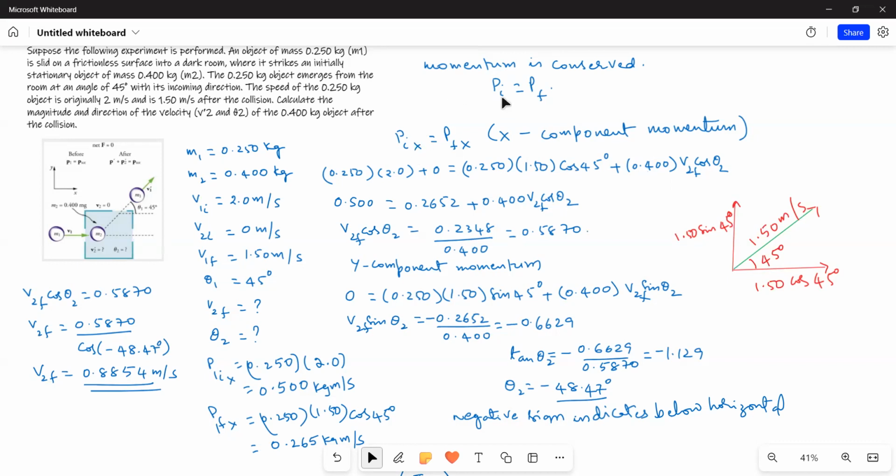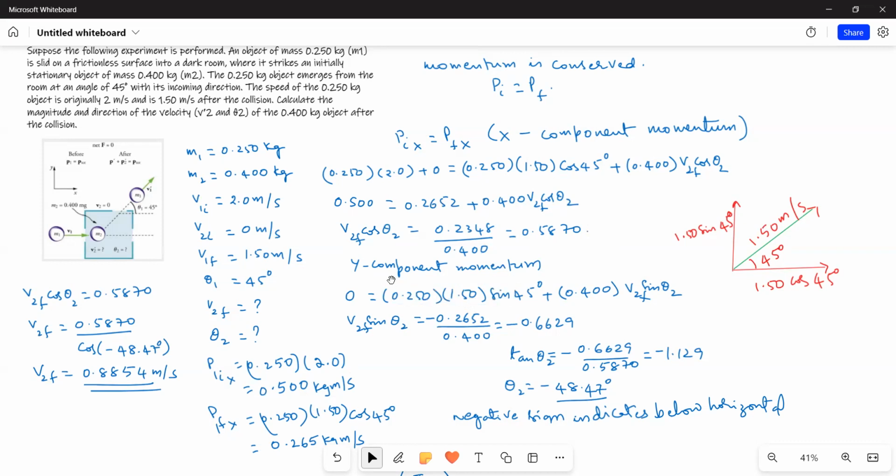Now we will write the momentum. According to the principle of conservation of momentum, momentum before collision is equal to momentum after collision. So we take the x component momentum before collision equal to the x component momentum after collision. Similarly, we equate the y component momentum before collision to the y component momentum after collision. Just plug in the values, and you will get V2 cos theta 2 is equal to 0.5870. Here I did the calculations and plugged in the values. This is the value I get.